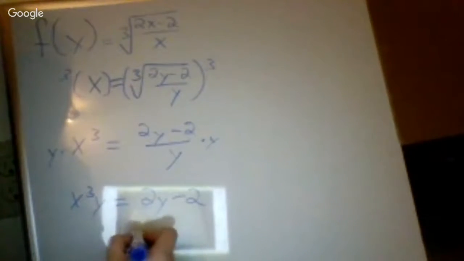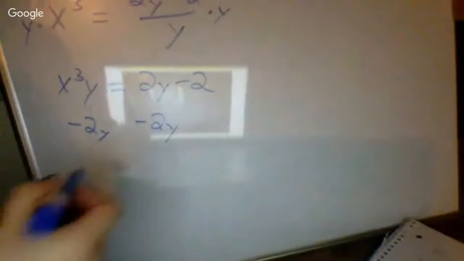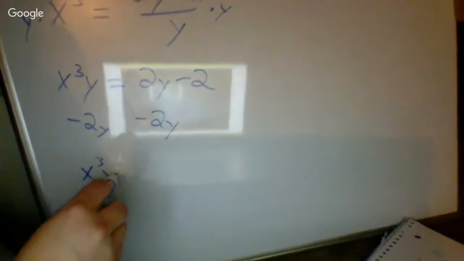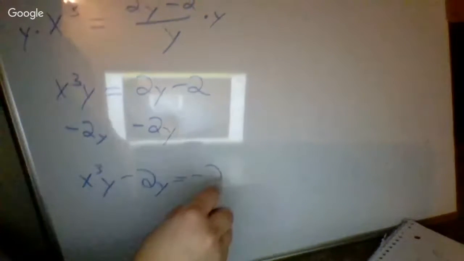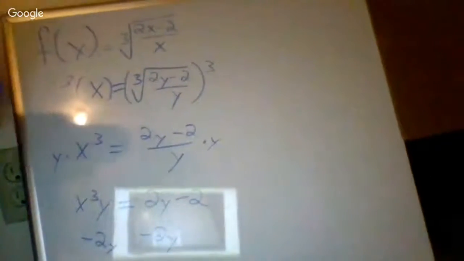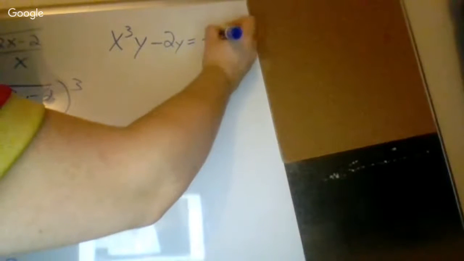Then we want to get both of our y's on the same side so that we can isolate them. So I'm going to subtract the 2y from here. That's going to give us x cubed y, because we still have that, minus 2y equals negative 2. So our negative 2 stays here. I'm going to rewrite this on the top of the other half of the board so it's easier to keep up with. So I'm writing the same thing that we just solved for. X cubed times y minus 2y equals negative 2.